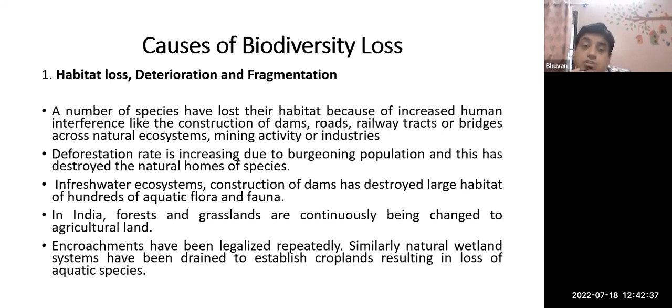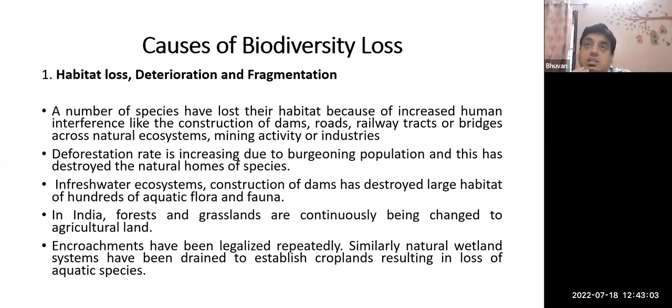Construction of dams also impacts aquatic flora and fauna, especially the migration of fishes. The natural flow of the river is obstructed because of the construction of dams. So if fishes have to migrate from one area to another, or from upstream to downstream, their migration activity is impacted because of that.